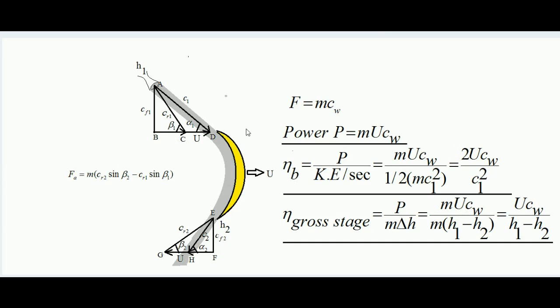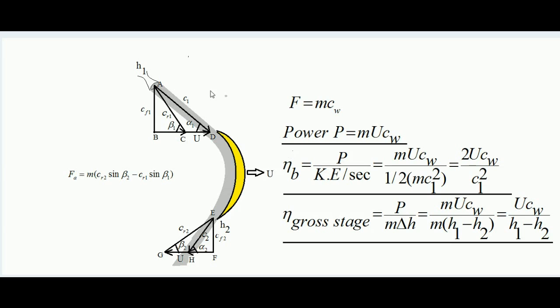Now what is the blade efficiency? Blade efficiency is defined as how much work per second is developed over the blade, that is what power is, and how much kinetic energy of steam per second is input to the blade. So P, power upon kinetic energy per second, is what blade efficiency is. Power has its formula m U Cw, and the kinetic energy per second going to the blade is what? Half m c1 square. Since m is the mass flow rate, half m c1 square would be the kinetic energy input per second to the blade. So m can be cancelled, 2 will go to the numerator, so 2 U Cw upon c1 square is the blade efficiency.